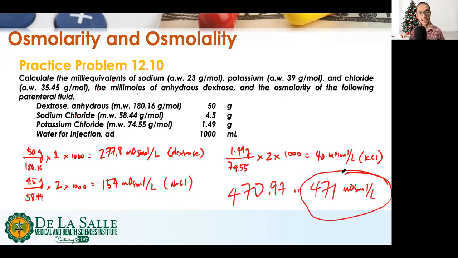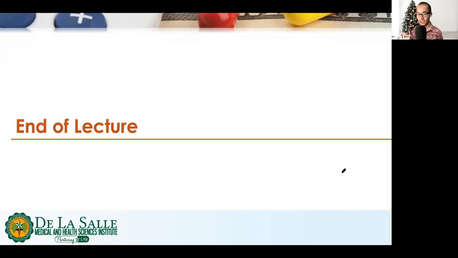This is my final problem because it illustrates everything that you should have learned at this point in our discussion of pharmaceutical calculations. With that, we end our lesson.